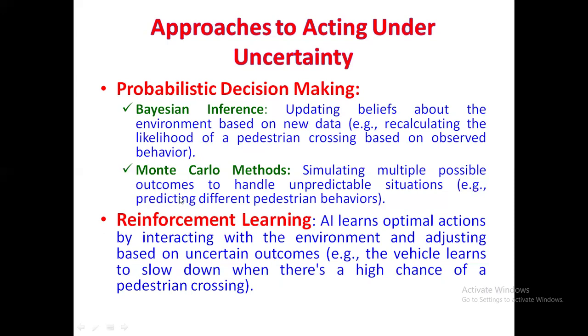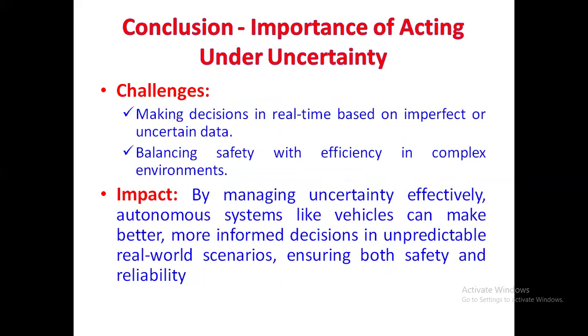Next, reinforcement learning. AI systems, particularly in autonomous driving, can learn from their actions by interacting with the environment. In a reinforcement learning framework, the vehicle learns to act optimally by adjusting its behavior over time based on the feedback it receives from its environment. What is the example? Whether its action leads to a safe or risky situation. For example, the vehicle might learn to slow down when approaching a crosswalk if it notices that pedestrians often cross there, given their unpredictability.